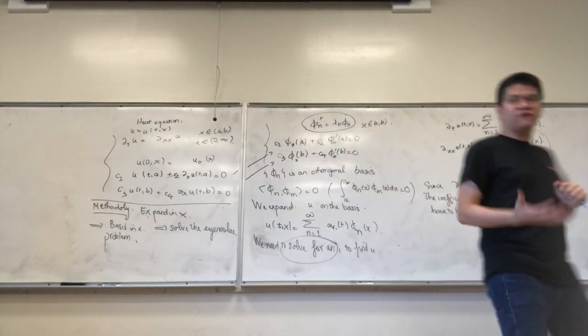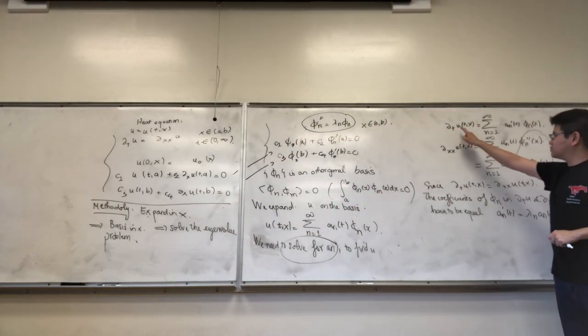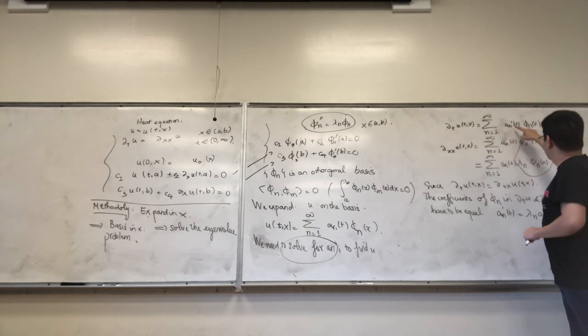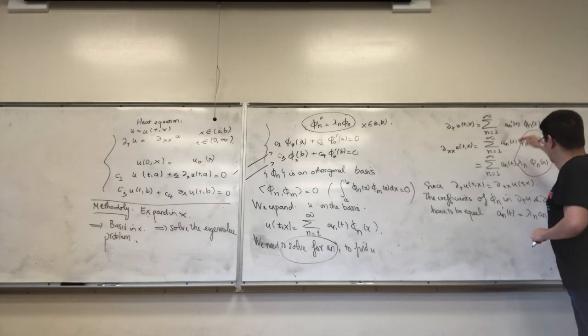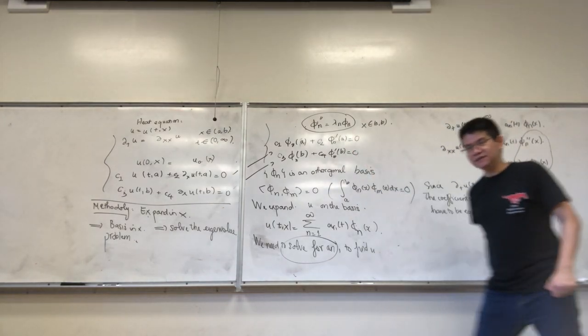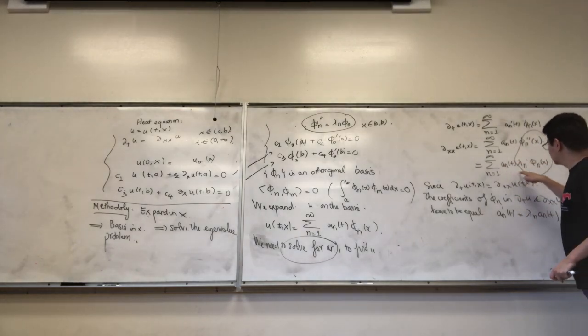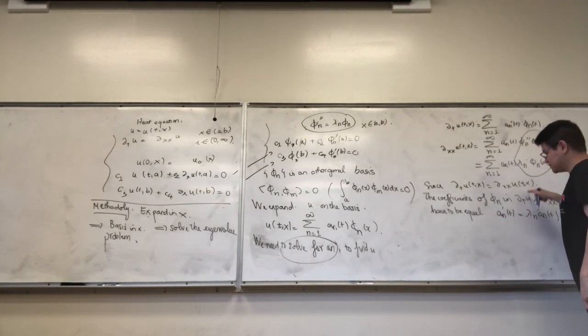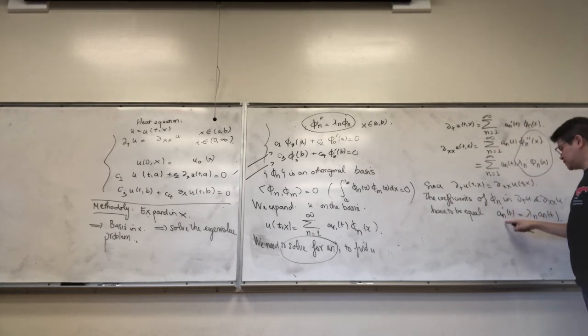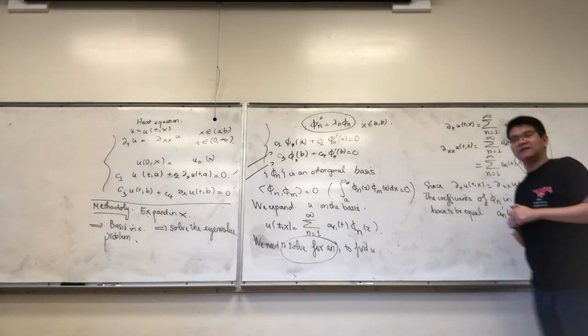Now, how do you find an? You take the derivative in time of u, you get an prime phi n. Take derivative in x of u, you get an phi n second. But phi n second is lambda phi n. So basically, an phi n second will be an lambda n phi n, right? Now because dt of u is equal to dxx of u, the coefficient of the phi n here and the phi n here has to be equal, which means that an prime is lambda n an, right?